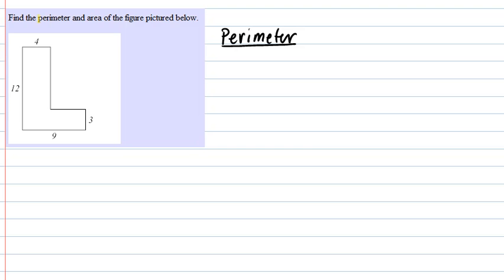Okay, in this problem we're asked to find both the perimeter and the area of this L-shaped figure. So the first thing we're going to do is find the perimeter. Well, to find the perimeter, we need to find these missing two sides.